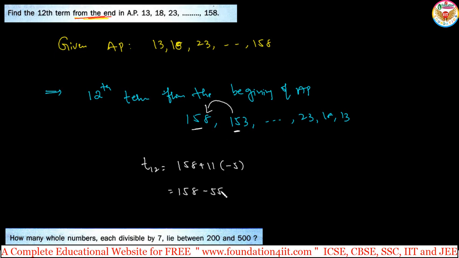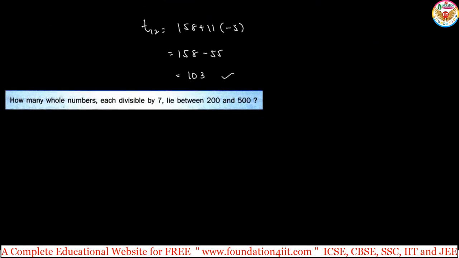158 minus 55 is 103. So 103 is the 12th term from the beginning for this series; it is nothing but the 12th term from the end of the AP. This way you can do it. Let us see the other sums in this question.